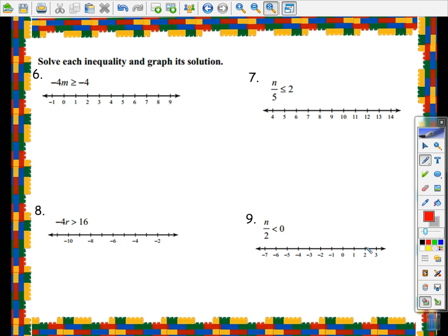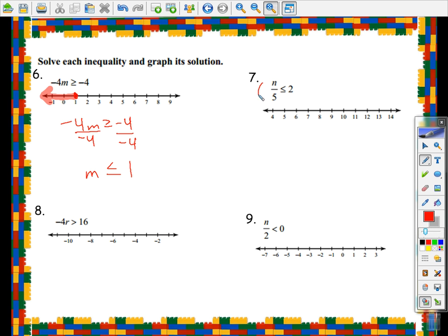All right, let's solve 4 more and graph our solution. So number 6, negative 4m is greater than or equal to negative 4. I would divide by negative 4 and reverse the symbol. So m is less than or equal to positive 1. That would be a solid dot on my number line. And I would shade to the left because that's where the numbers are less than positive 1.